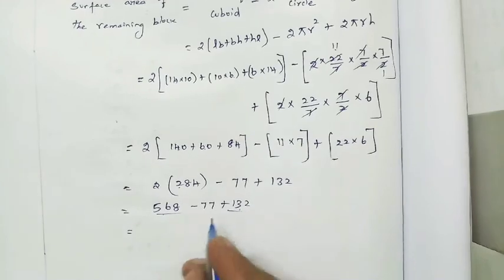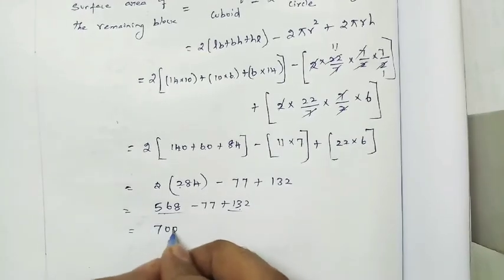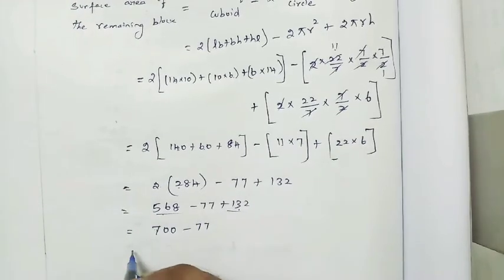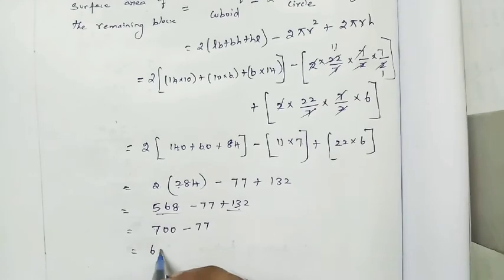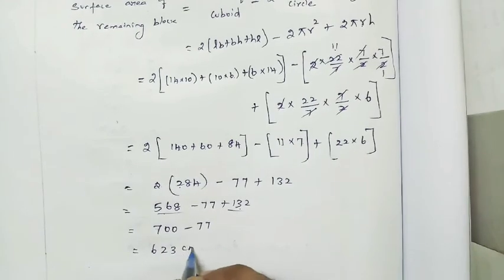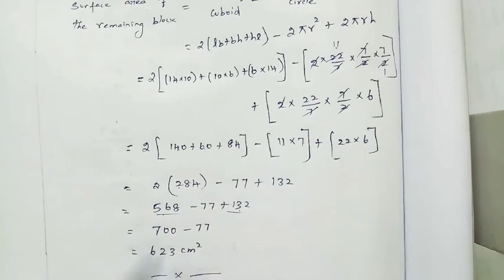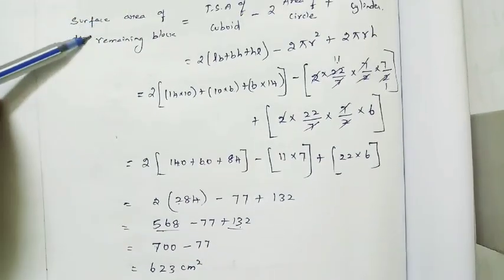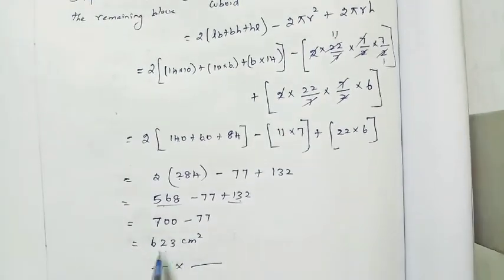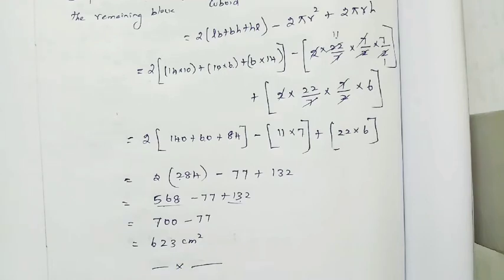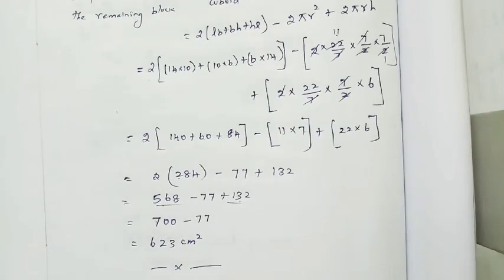568 plus 132 is equal to 700. Minus 77 is equal to 623 centimeters square. Therefore, the surface area of the remaining block is equal to 623 centimeters square, right?